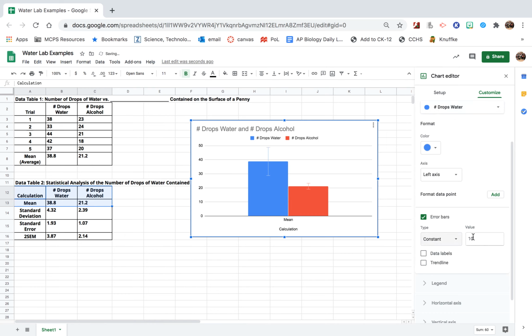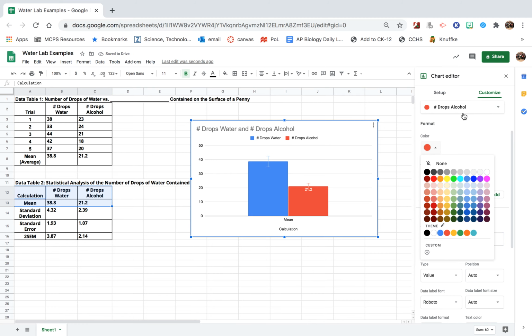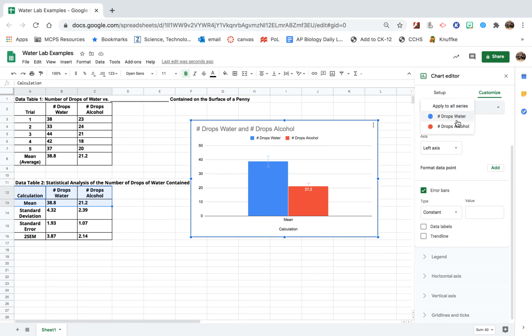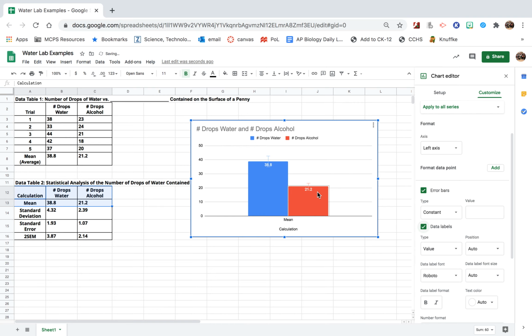So I go to constant, 3.87. It should get smaller. Okay, good. And on my alcohol, it's going to be a constant of 2.14. Okay. So another thing you might want to do is actually put in the data labels. So show me the values, but it does kind of obscure the error bars. So I don't know. You'll have to decide if you want to do that or not. How do you like it better? Like that or like that? I don't know. You'll decide.